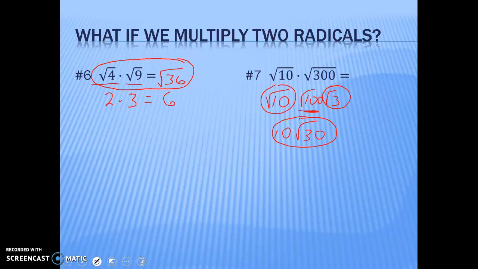Now the other way that I can get the same answer is I can just multiply these together right away. 10 times 300 is the square root of 3,000. Well, is there a perfect square that goes into 3,000?